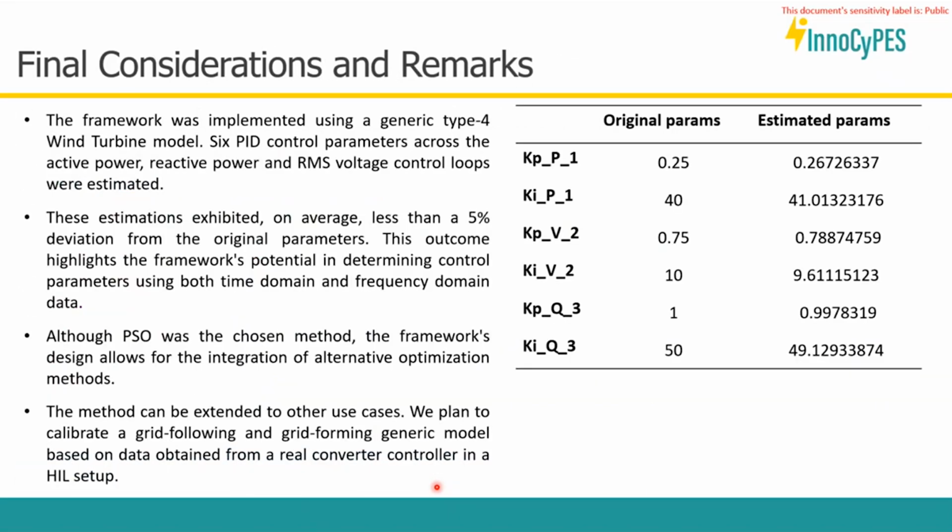Yeah, so the framework was implemented using a generic type 4 wind turbine model. Six PID control parameters across the active power and reactive power and RMS voltage control loops were calibrated. And then here we show the original parameters and estimated parameters. For this use case specifically, for this proof of concept, we use a white box model, so we knew the original parameters beforehand.